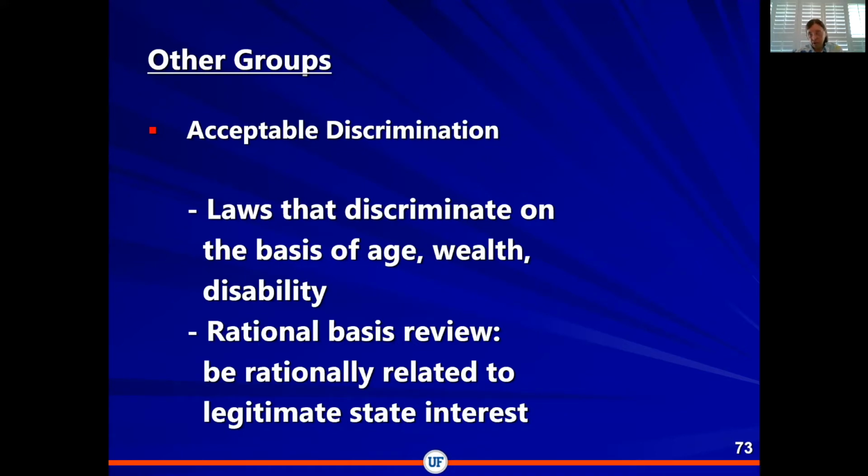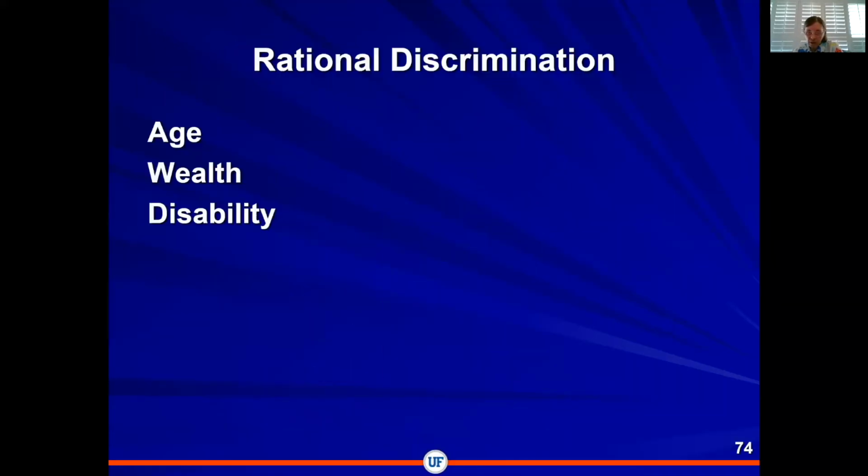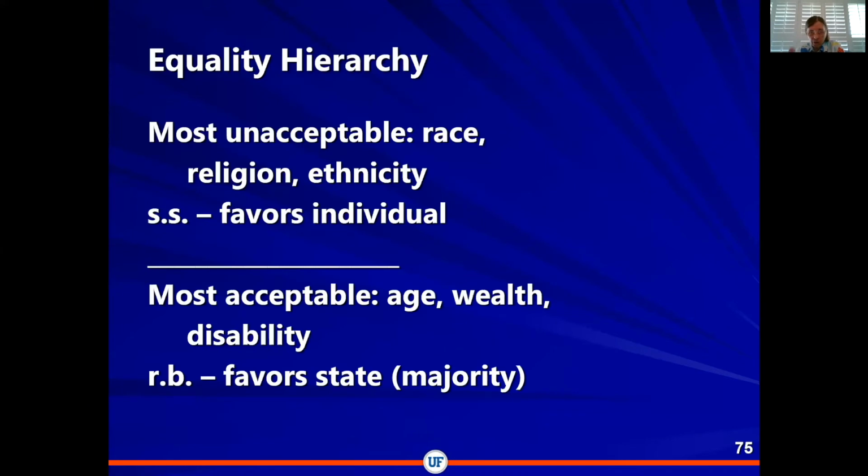Wealth is not hard to understand in a capitalist society. We pay different levels of income. We get different levels of services depending on our income and so forth. But age and disability are a little bit, disability is probably the most controversial. But laws that regulate age, wealth, and disability simply have to be rational. So there's my hierarchy with respect to the state. Again, if I'm representing a group of people, a law that classifies a group of people, depending on whether I represent the state or the individual, I know how I need to frame my argument.